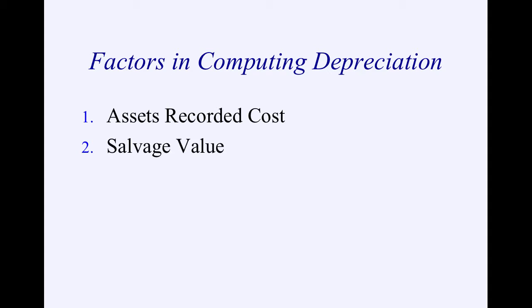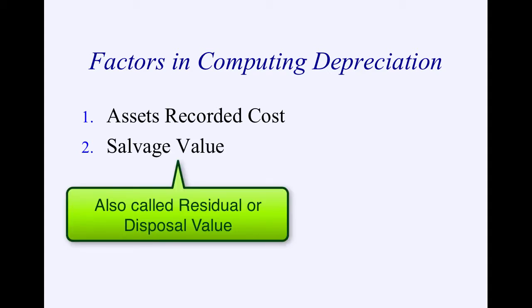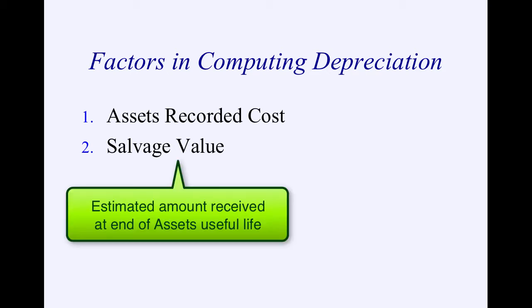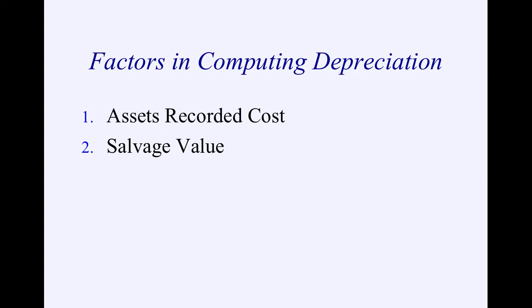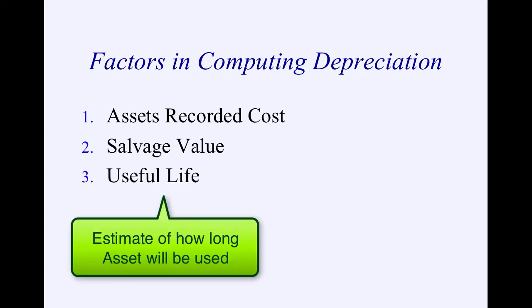We will also need to know the asset's salvage value. Salvage value is also referred to as residual or disposal value. It is the estimate of what you will receive for the asset when you are done using it. For some assets, it is appropriate to have a salvage value of 0. This would be in the case of computers or cell phones. Finally, the last thing we need to know is the asset's useful life. This is an estimate of how long we think we will use the asset.